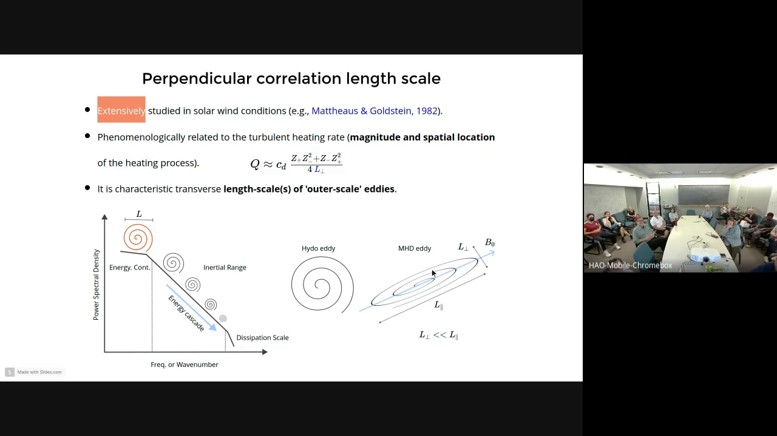So then we have two particular directions: one which is along the magnetic field, which is called the L parallel, and the one perpendicular to it, which is called the L perpendicular here. And what we should be expecting is that the perpendicular correlation length scale should be very, very much less as compared to those in the parallel regime.